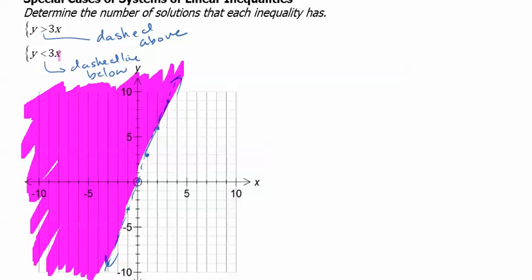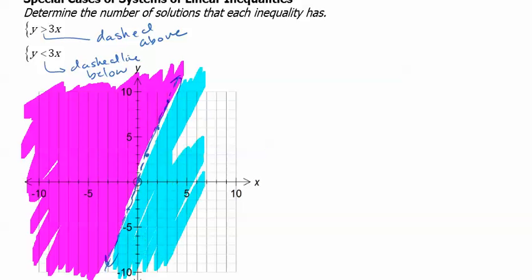And then now I'm going to graph y is less than 3x. So basically it's the same dashed line here. Nothing changed. But in this case, I'm shading below. So shading below. Well, what happens here?